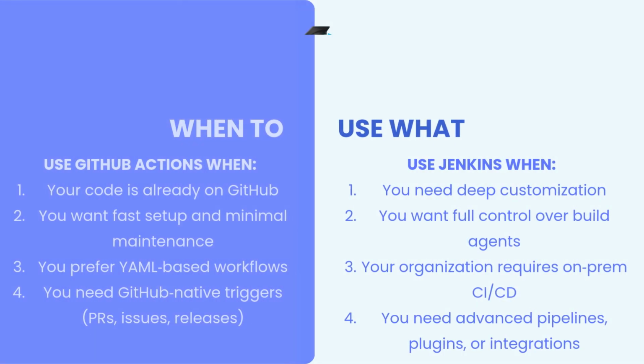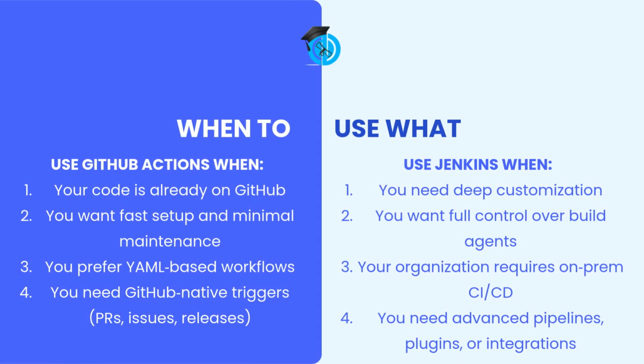Use GitHub Actions when your code is on GitHub and you want fast setup with minimal maintenance. Use Jenkins when you need deep customization, full control over agents, or advanced pipelines for enterprise environments.